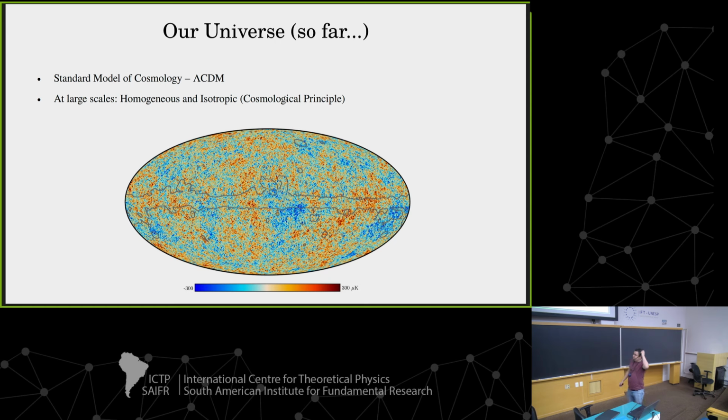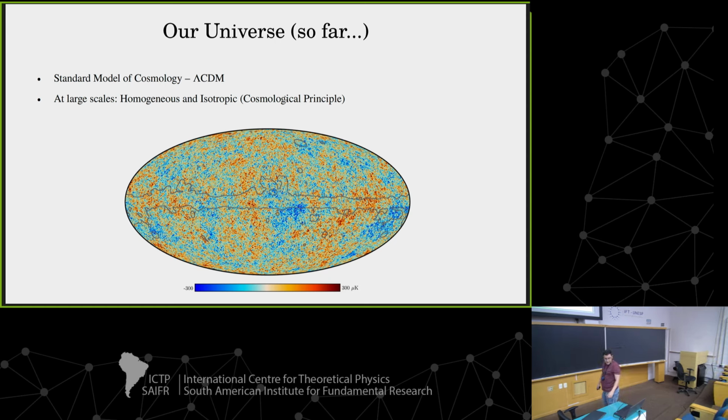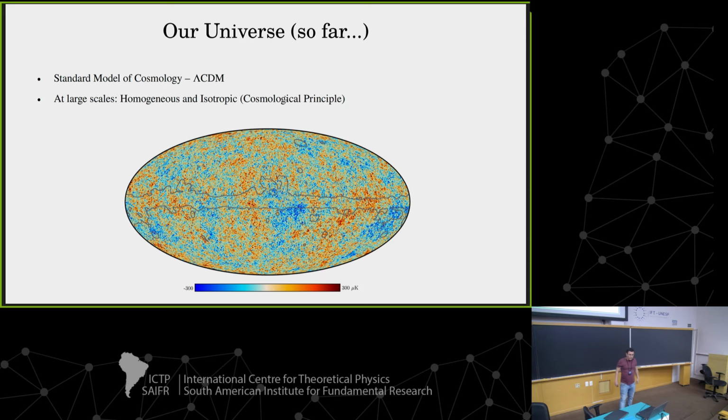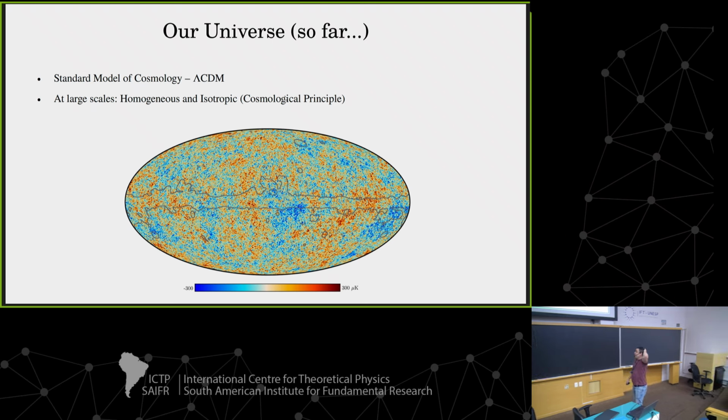So besides that, in the standard model of cosmology, we have something that is the cosmological principle. We require, or we impose, for instance, that at large scales, the universe is homogeneous and isotropic. We can see this from this Planck map. These are the fluctuations in the temperature in the sky, okay? We can see that the fluctuations are basically of the order of 10 to the minus 5 Kelvin. So this is very strong support for the cosmological principle, okay?